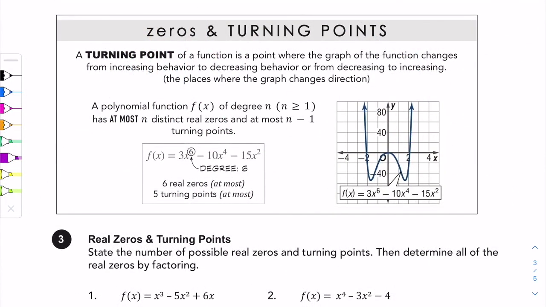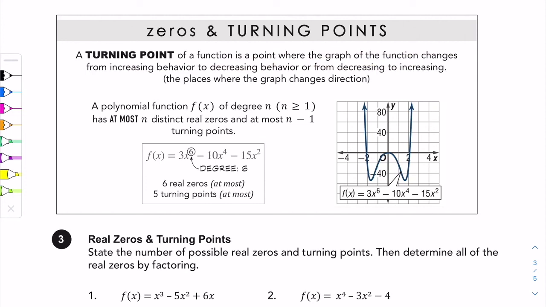Next, we're going to talk about zeros and turning points of a function. All of these key parts are helping us move towards graphing, which we will do in the next video. So a turning point of a function. This is a point where the graph of the function changes from increasing to decreasing behavior or vice versa. So in other words, it's the place where the graph changes direction.